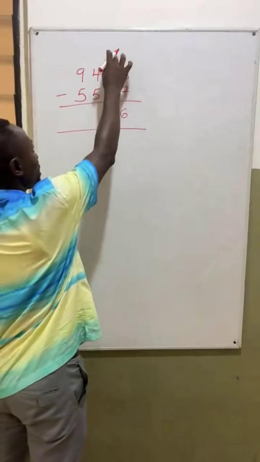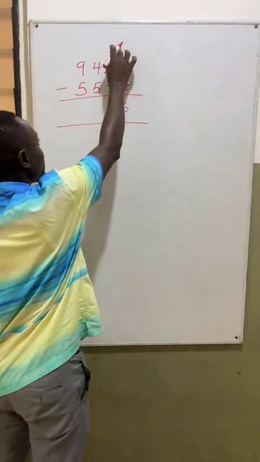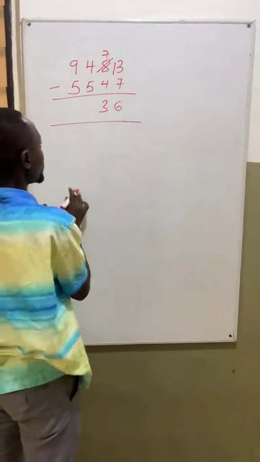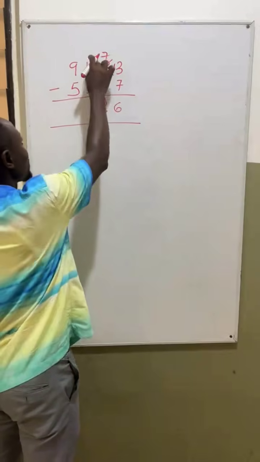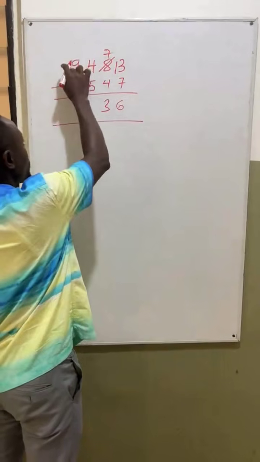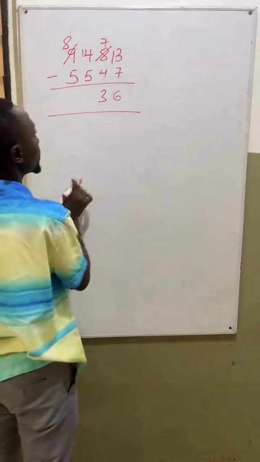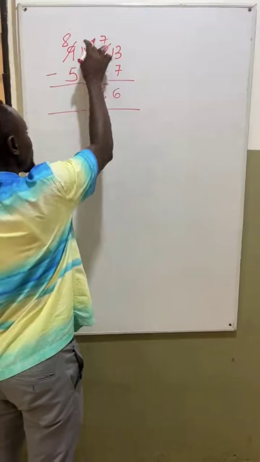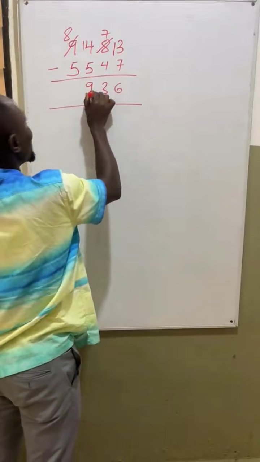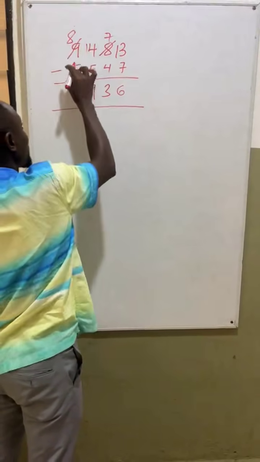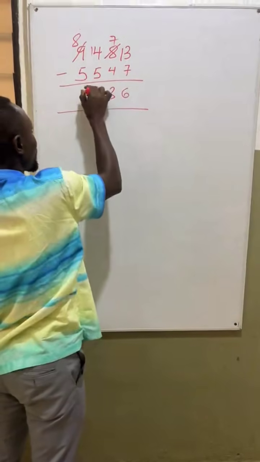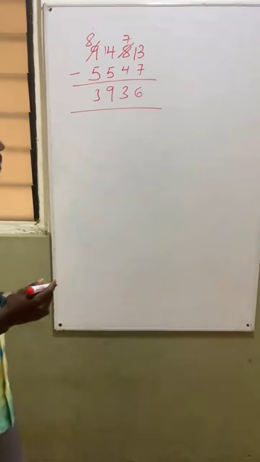Now I have 4 here and I have 7 here. 4 from 7 will give us 3. And then I'm going to say that this is bigger than this, so you cannot subtract. So borrow from here. We come and borrow here, we'll be left with 8. It will become 14. And then 5 from 14 will give us 9. Now we have 8 here, and then we have 5 here. 5 from 8 will give us 3. And that is the correct answer.